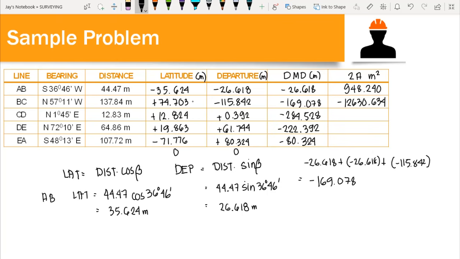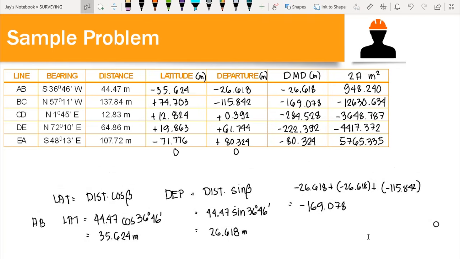So the same procedure for all the remaining lines. We multiply DMD and the latitude of the same line. Then we have the values. So we have here the values of double areas for every line in our closed traverse. And then we add all these areas here.